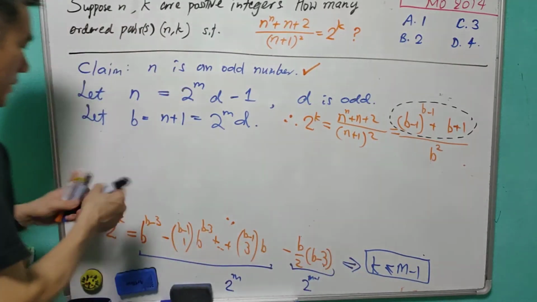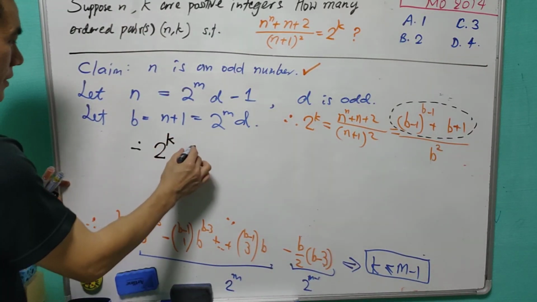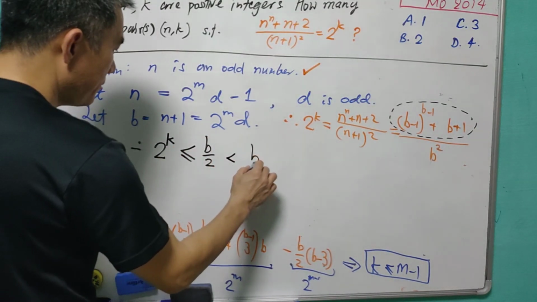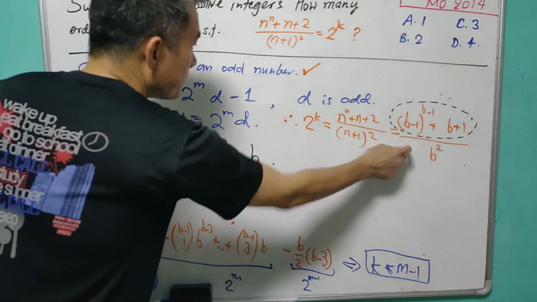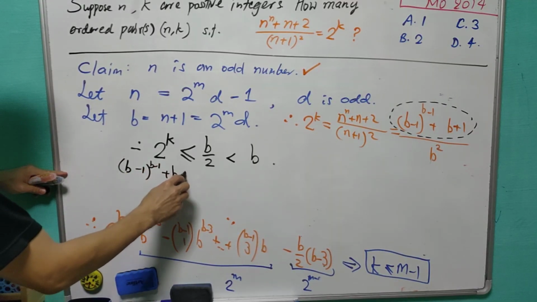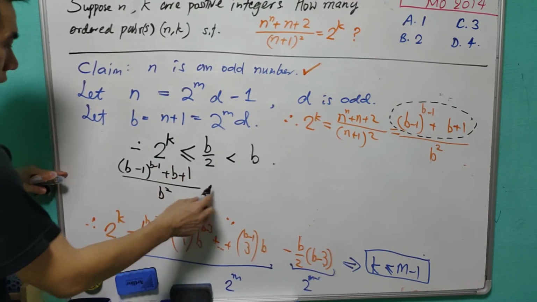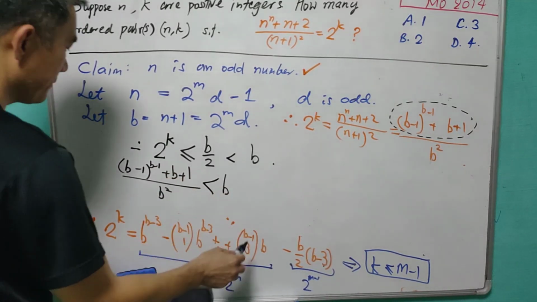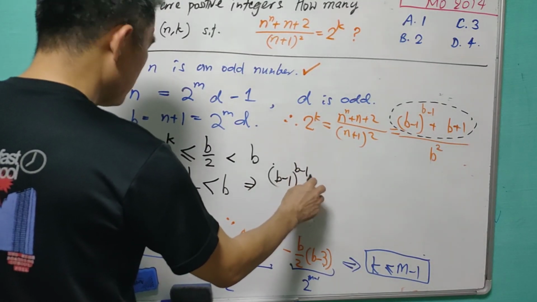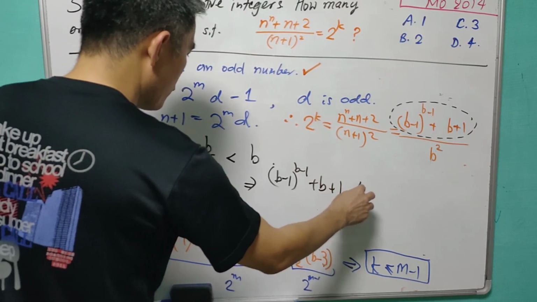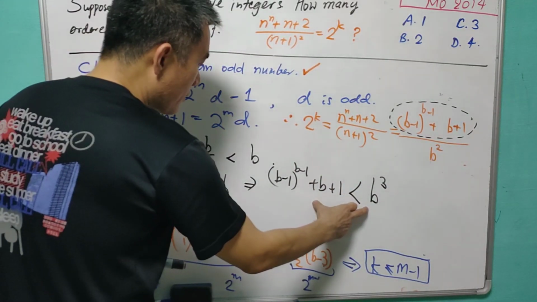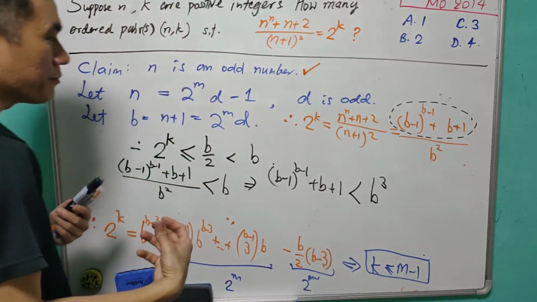Now with this result, we know that 2^k will be less than or equal to b/2, which is certainly less than b. And therefore now, ((b-1)^(b-1) + b + 1)/b squared will be strictly less than b. And therefore, (b-1)^(b-1) + b + 1 will be strictly less than b^3.